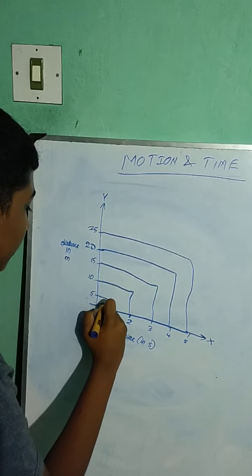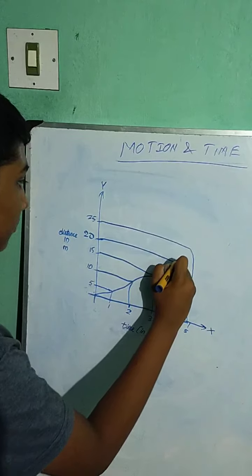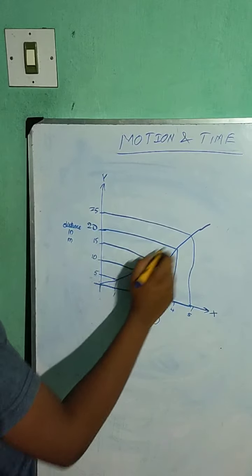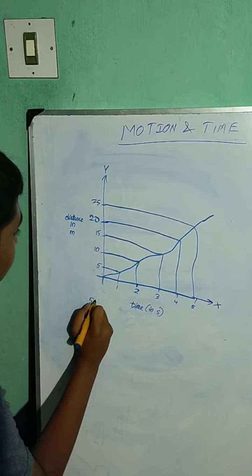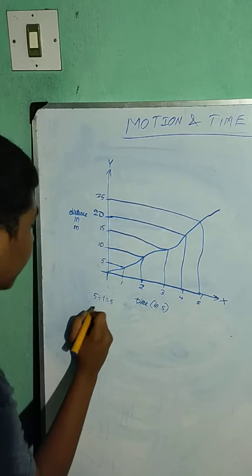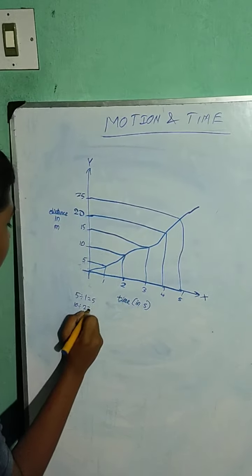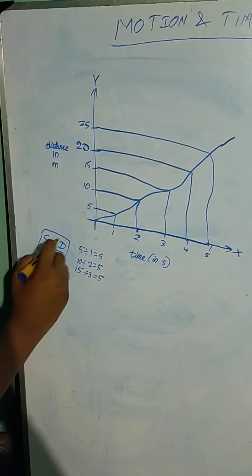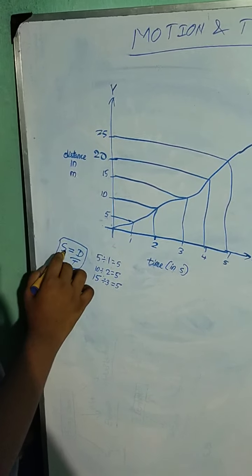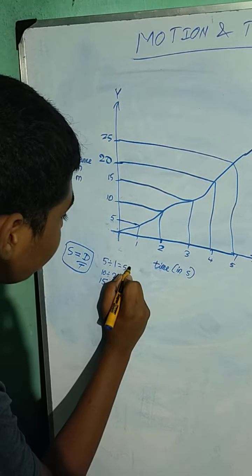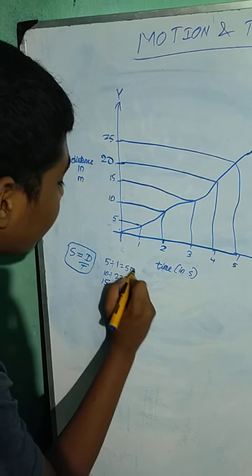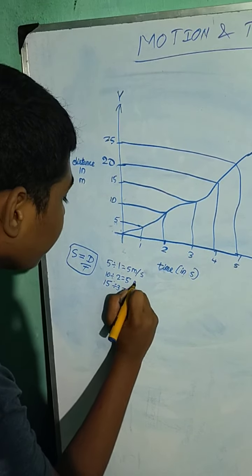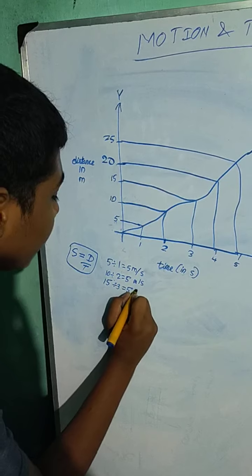And it is depicted as uniform motion. Now 5 divided by 1 is equal to 5, 10 divided by 2 is equal to 5, 15 divided by 3. Now we are calculating the speed. The speed formula is distance divided by time. So 5 is the distance, 1 is the time in seconds, 5 divided by 1 is 5 meter per second. 10 is the distance, 2 is the time in seconds, so 5 meter per second. 15 divided by 3 is equal to 5 meter per second.